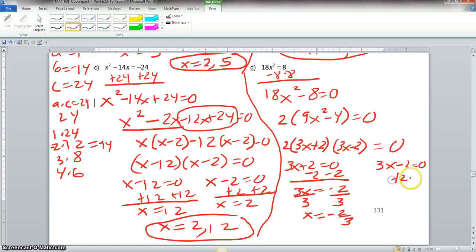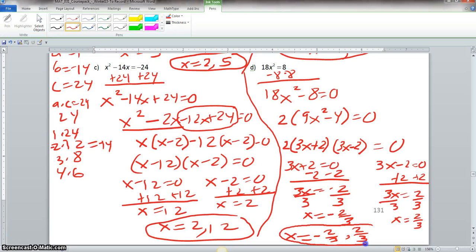Here we're going to add 2 on both sides. So we add 3x equals 2. Divide each side by 3. And x is a positive 2/3. So we know our final answer would be x is negative 2/3, comma positive 2/3. And that is the final answer.